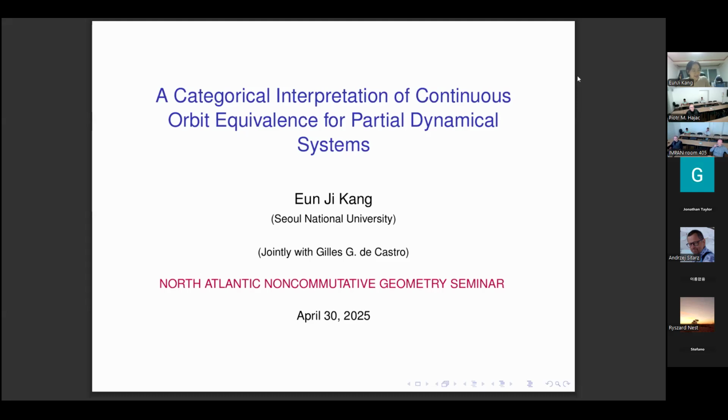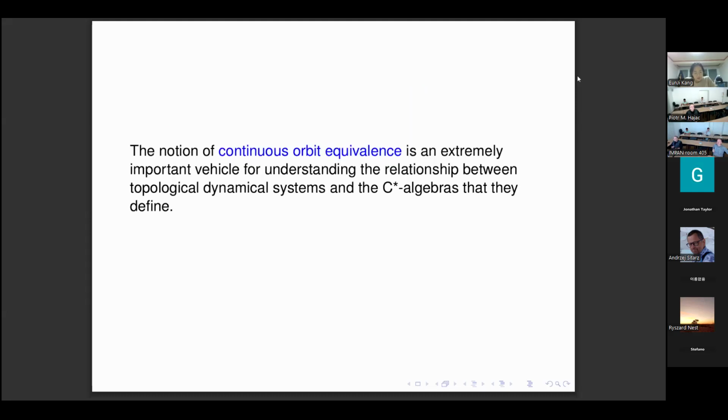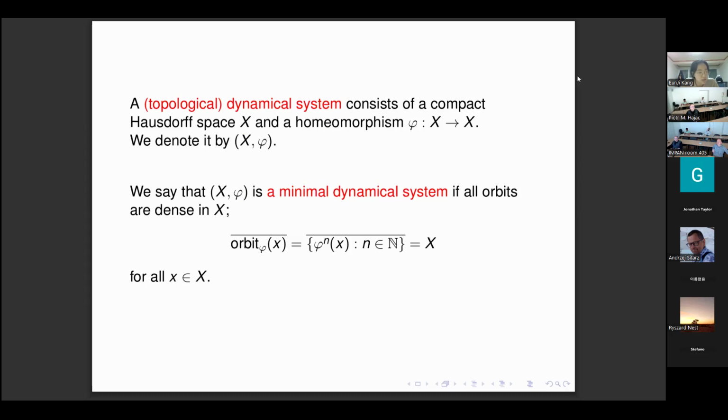Okay. And thank you for giving me a chance to speak here. I'm going to talk about categorical interpretation of continuous orbit equivalence for partial dynamical systems. So continuous orbit equivalence plays a key role in connecting topological dynamical systems with C*-algebras. So first, let me introduce one remarkable result about it.